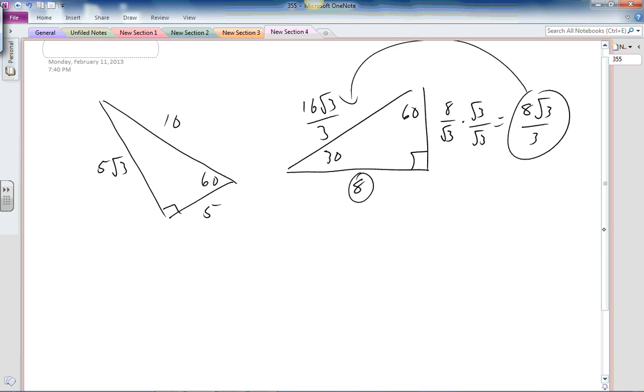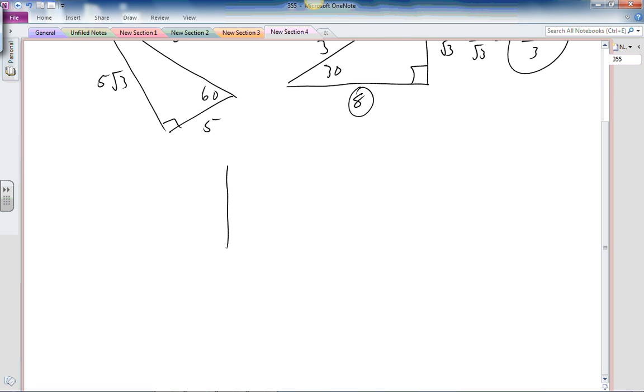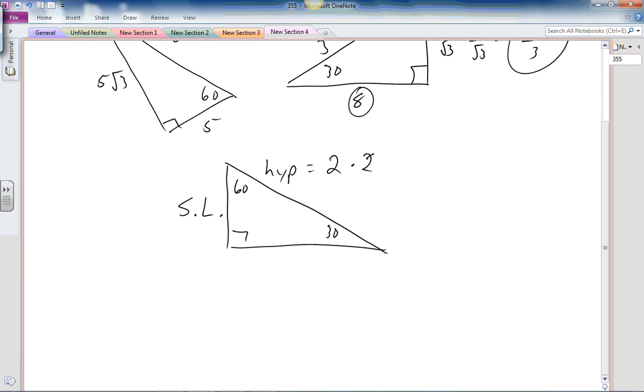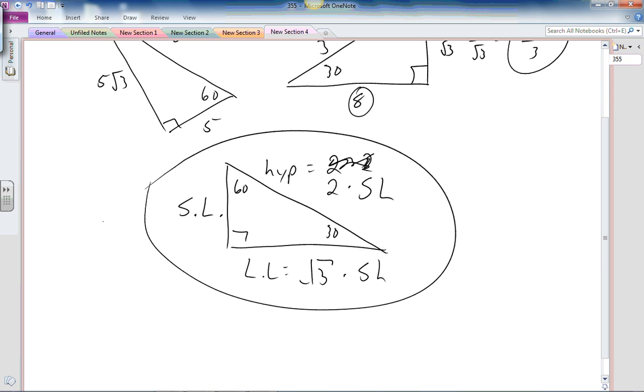But let's just try to sum this up based on the short leg. If I give you a 30, 60, 90 degree right triangle, let's call this the short leg, then the hypotenuse is 2 times the short leg, and the long leg is the square root of 3 times the short leg. And from that relationship, you can solve any 30, 60, 90 degree right triangle.